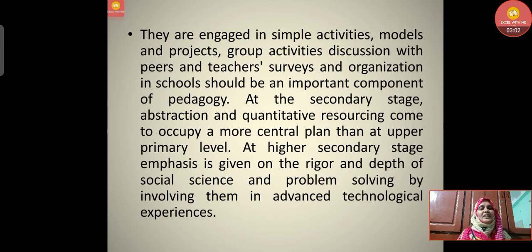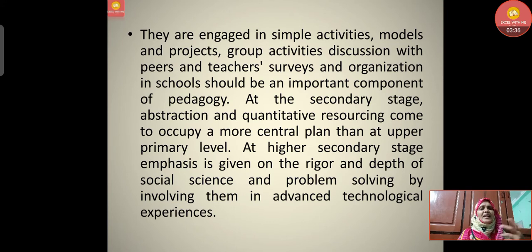At the secondary stage, abstraction and quantitative reasoning come to occupy a more central place than at the upper primary level. In the upper primary level, we said that observation and classification, that is logical thinking, will come in them. Here they will be able to feel abstract things and quantify them in numbers. So quantitative data reasoning will come in this secondary stage.